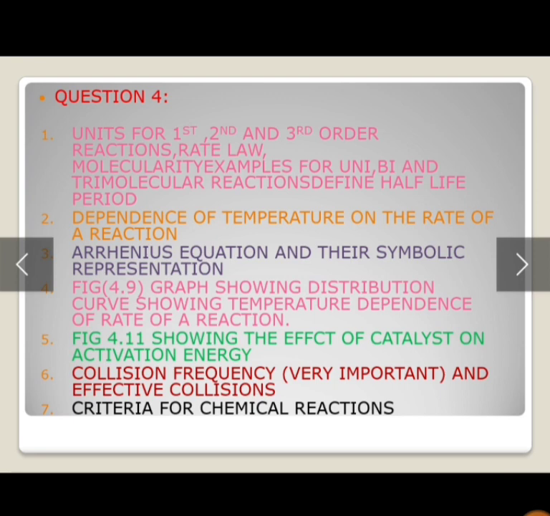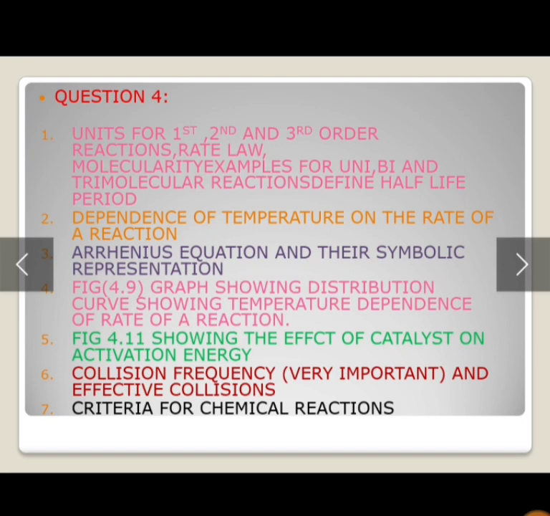Then comes figure 4.11. It is a 2-mark question even though I mentioned it in 1 mark. So go through figure 4.11, which shows the effect of catalyst on activation energy, without catalyst and with catalyst. It is one of the important questions. It might be asked even for 2 marks.